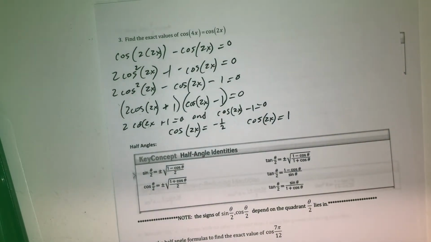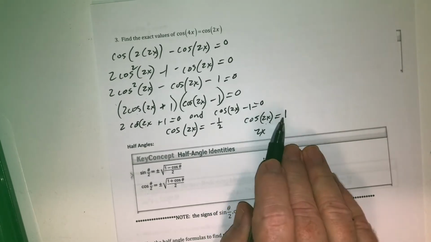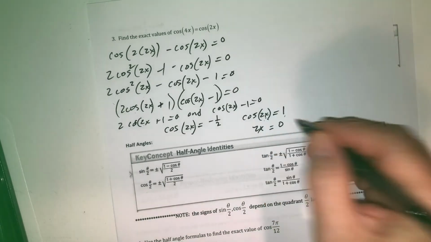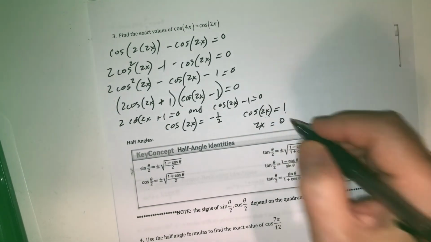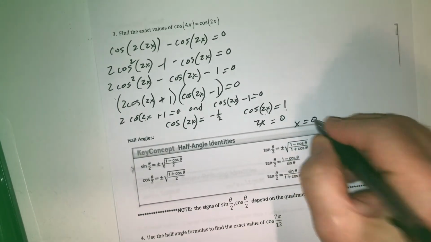Now, we're going to go to the unit circle and find the values that make this true. Well, I know for this one that 2x, the angle that makes the cosine equal to 1, is equal to 0. Then I need to divide by 2 on each side. That would tell me that x equals 0.